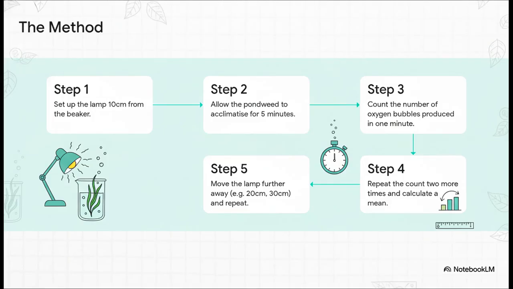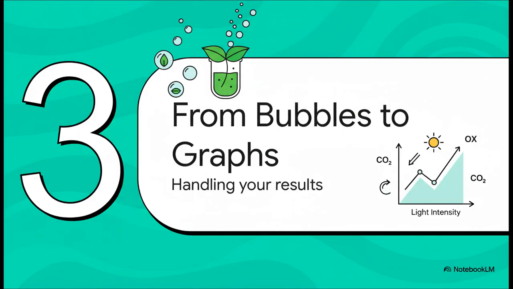The method itself is pretty straightforward. First, you set up your lamp at a set distance, let's say 10 centimeters. You then let the pondweed just sit for a few minutes to get used to the conditions. Then you start the clock and count the tiny bubbles of oxygen it produces in 1 minute. And this is crucial. You do that 2 more times and work out the average. That makes your results way more reliable. After that, you just move the lamp further away to 20 centimeters, 30 centimeters, and so on, and repeat the whole process.